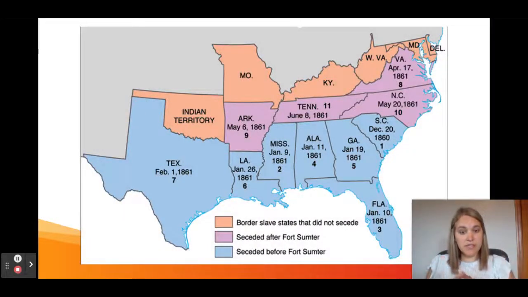So here you can see the states that did and did not secede, ones that had slavery. So the blue states would have seceded before Lincoln's inauguration and also before the first shots are fired at Fort Sumter. After Fort Sumter, those purple states would have been seceding. And then the ones that are in that kind of pinkish coral color, they had slaves, but never seceded. They remained part of the Union.